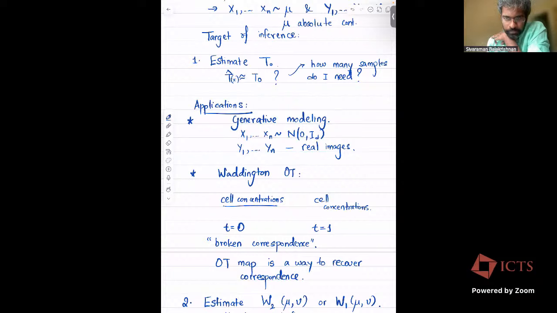Also, maybe one more stupid question. Do you know of any connections to physics? Because physics has this whole thing about the principle of least action. Is there any connection between OT and that?